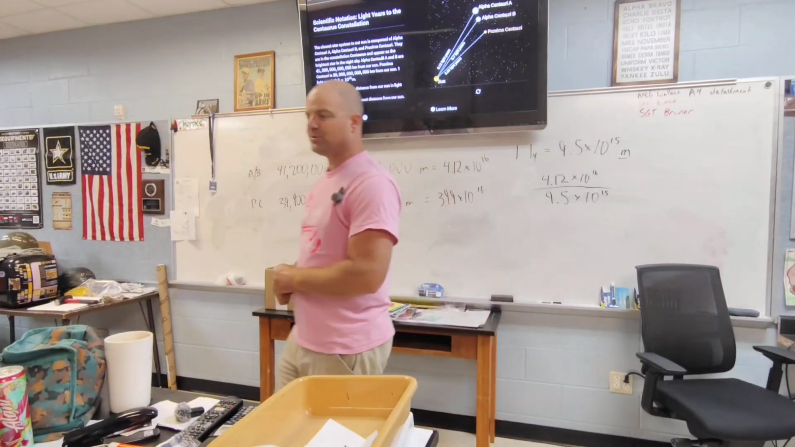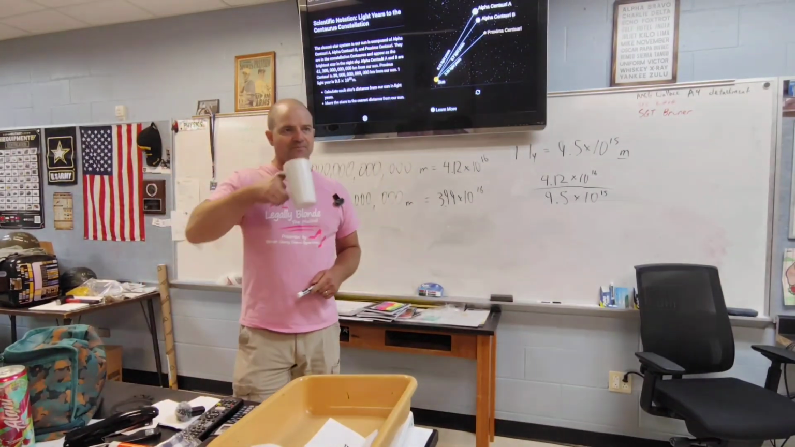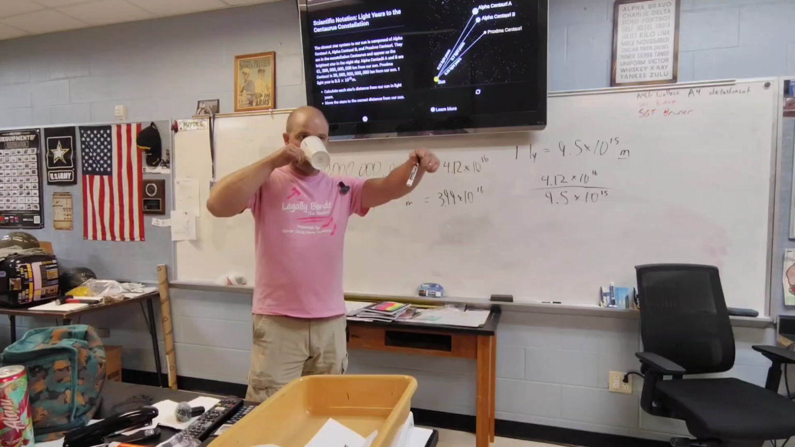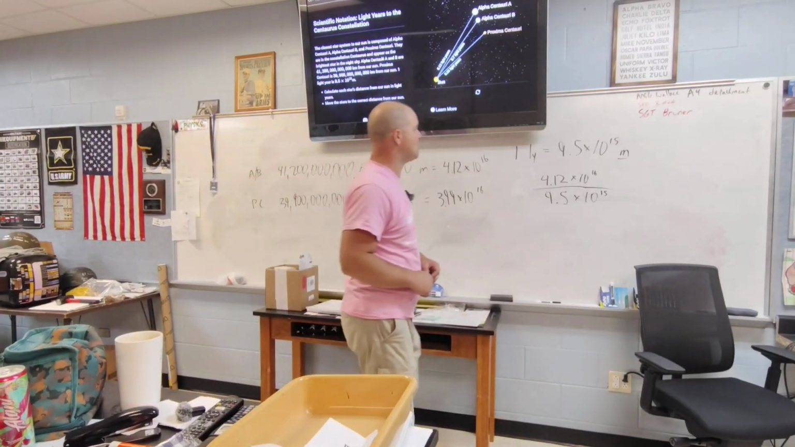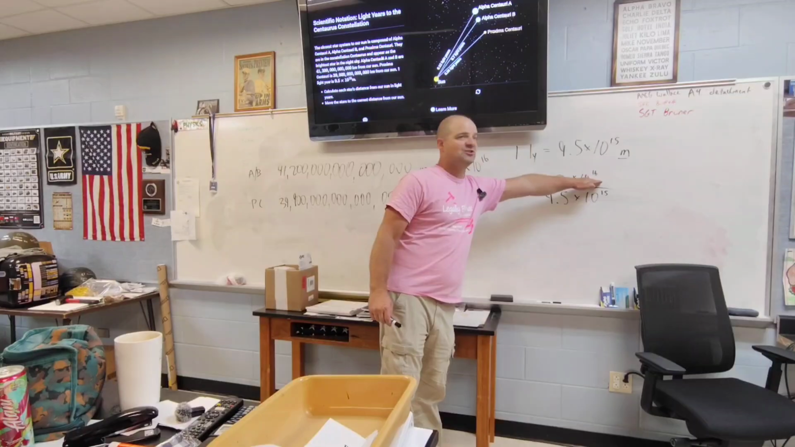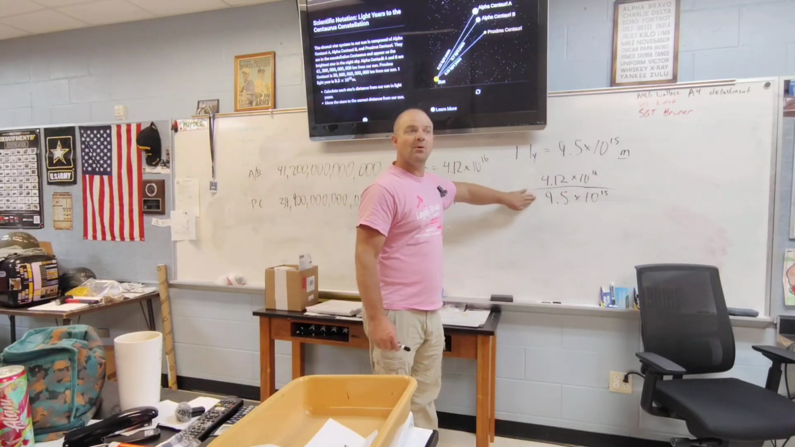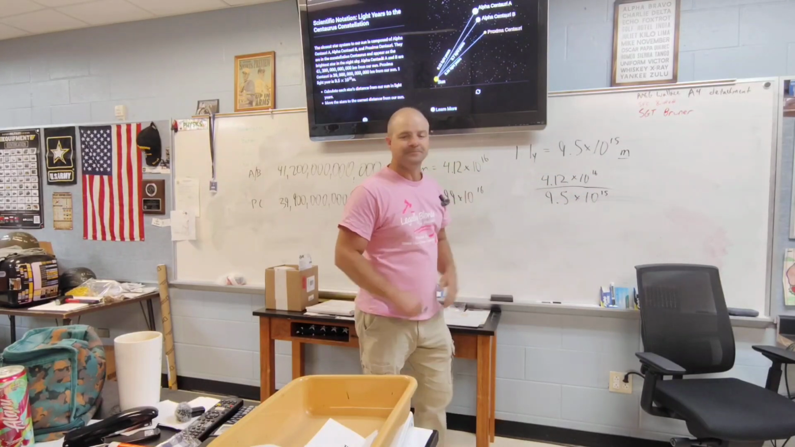Do we remember the rules for dividing in scientific notation? What's the rule? You have to subtract the exponents, this one from this one, and then just divide this.